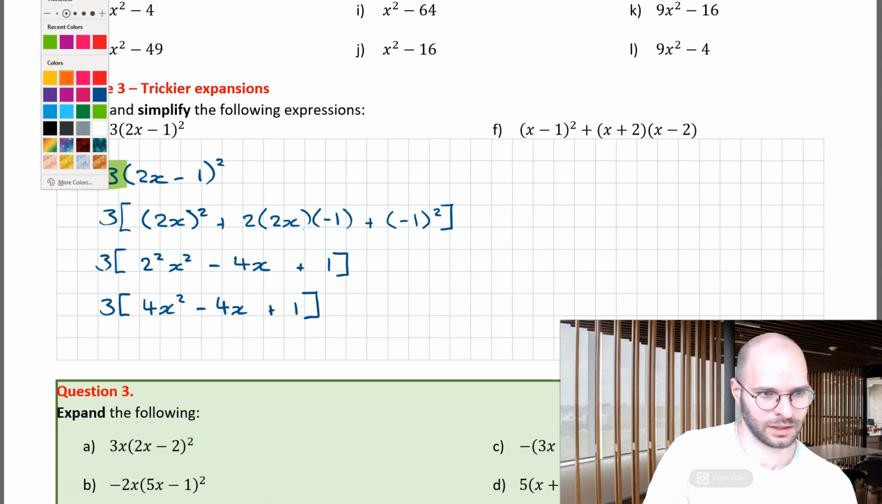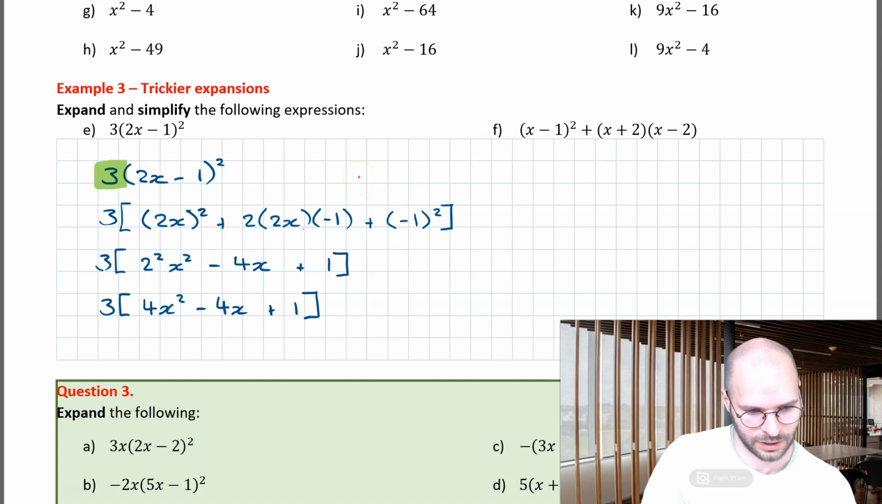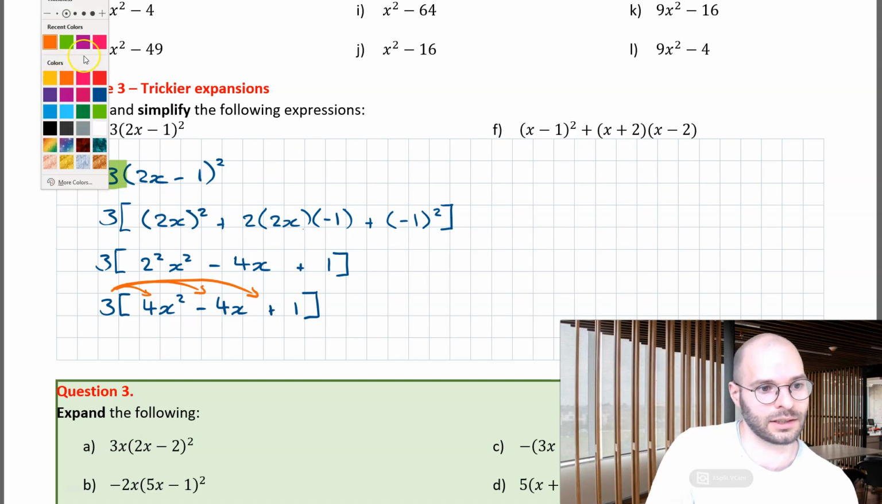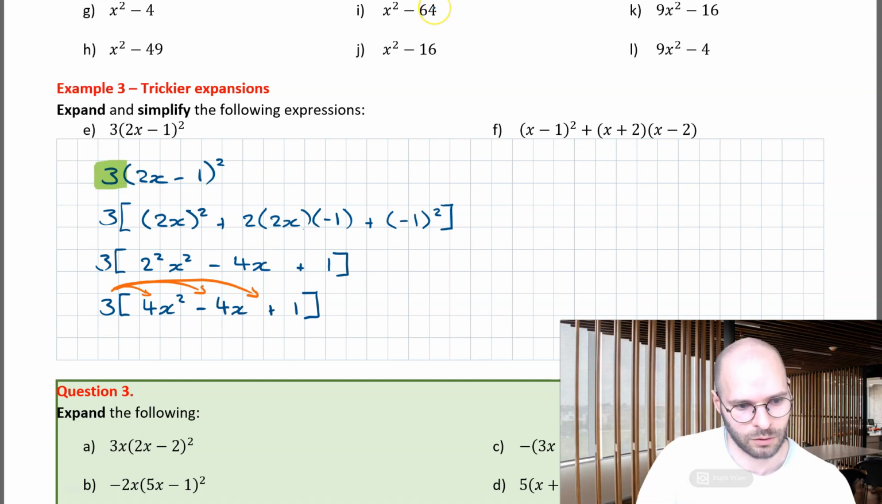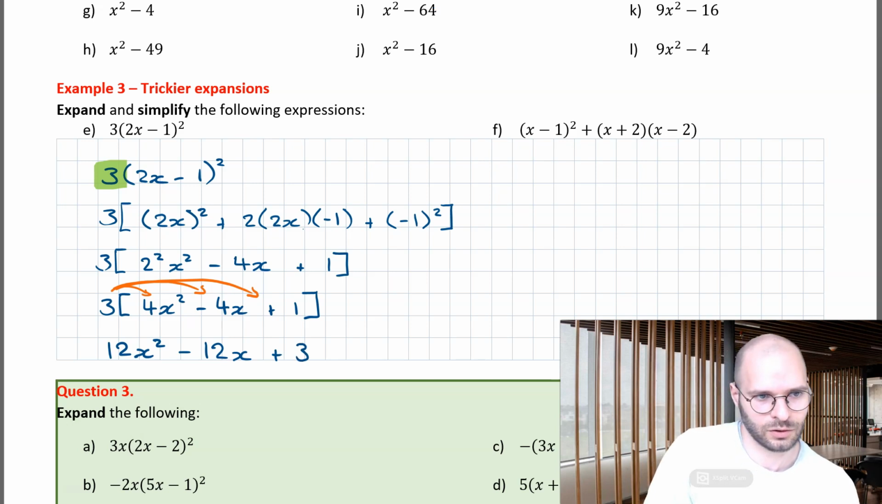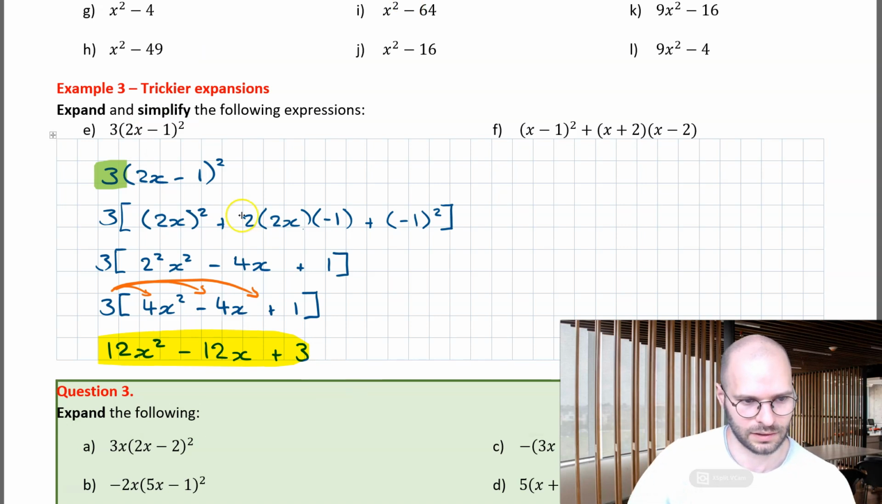And then we've got single brackets with 3 terms inside, so we multiply each by 3. So 3 4s are 12 x squared. 3 4s are 12, but it's minus, so it's minus 12x, and 3 1s are 3. And thus we arrive at our expanded form of this non-monic perfect square.